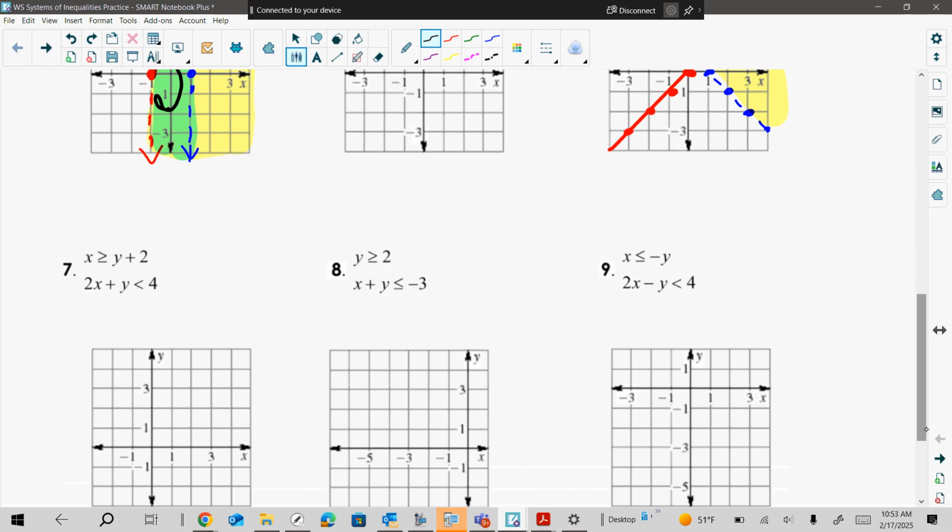All right, so think about this. Now we need to solve for y. If I get the y by itself, there's a couple ways you could do this. I could first move the 2, right? And I would have x minus 2 is greater than or equal to y. But if I switch it around, y is less than or equal to x minus 2.